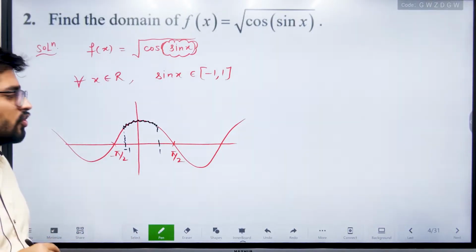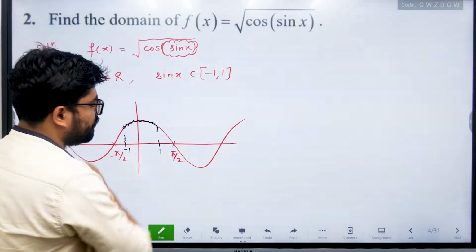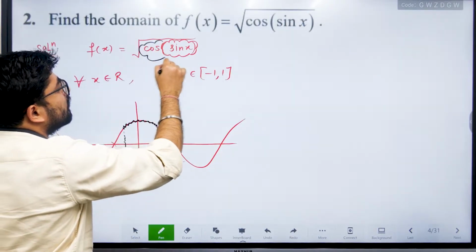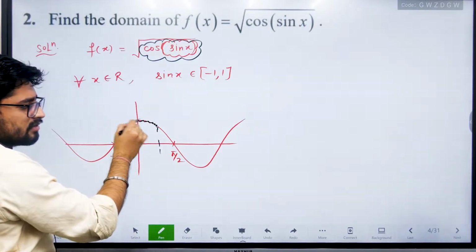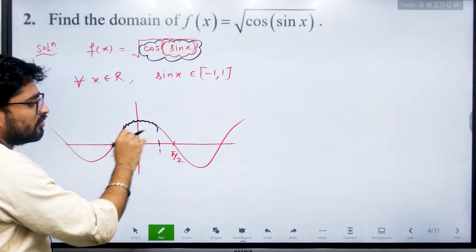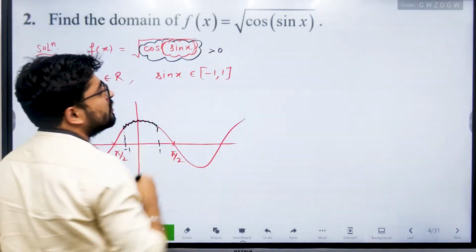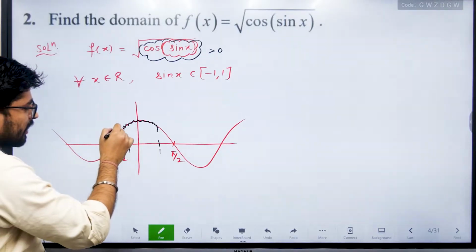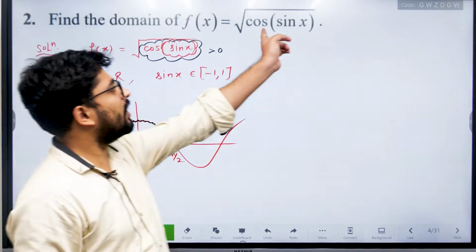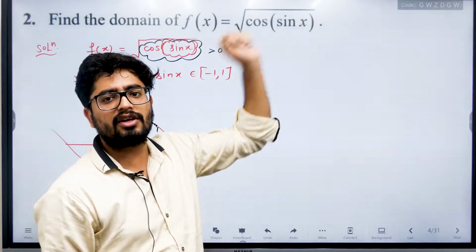Sorry, graph of cos x. If you observe the graph of cos x from -1 to 1, then this is your graph. It means that thing is always positive. This graph lies above the x-axis, so it means your value is positive. So that quantity is always greater than 0. And you want to find all the values of x for which cos of sin x is greater than or equal to 0. That's the meaning of the domain here.